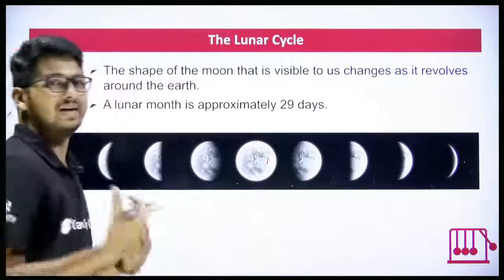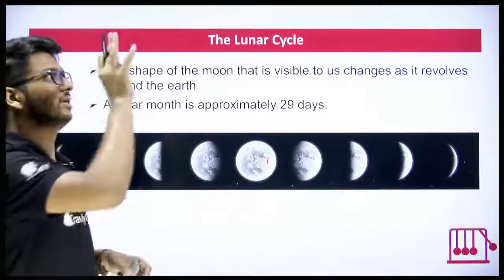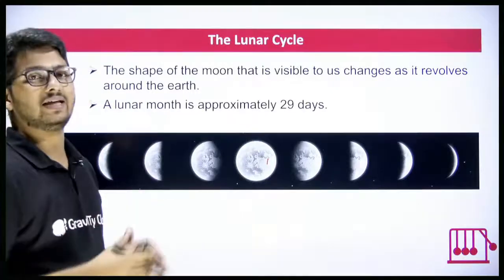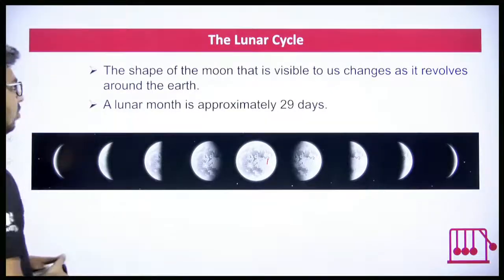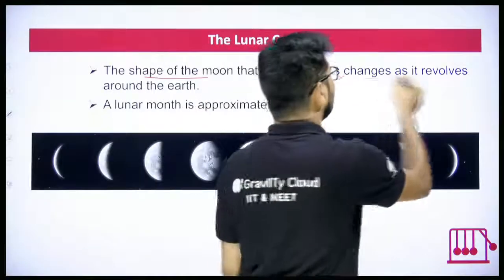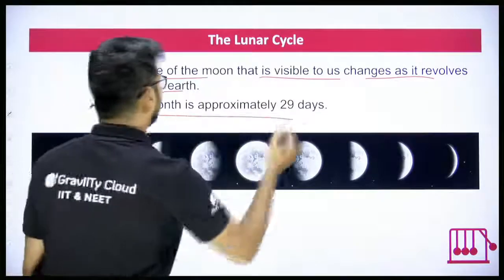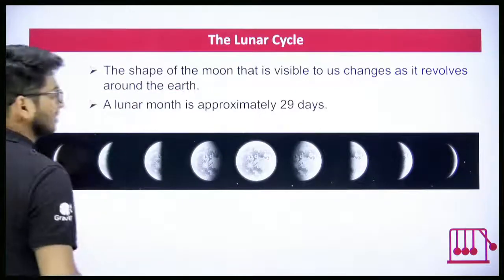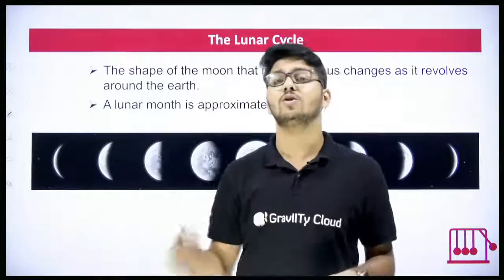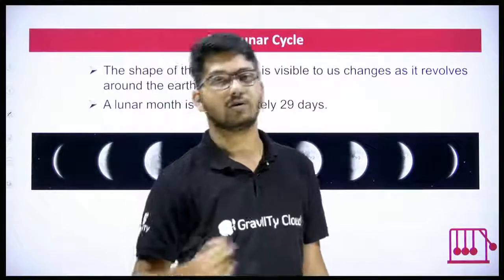So for the moon to repeat itself, you are seeing one moon today, and after approximately 29 days you will see the same moon. It keeps on happening, so we call it a lunar month. The shape of the moon that is visible to us changes as it revolves around the earth. And a lunar month is approximately how many days? 29 days. So people also used to measure time in terms of lunar months: 1 lunar month, 2 lunar months, 3 lunar months, and so on.